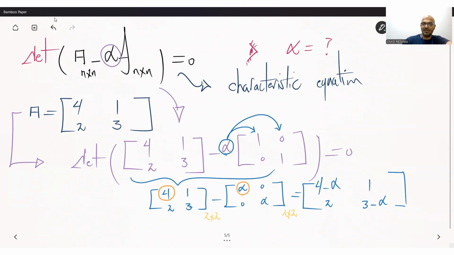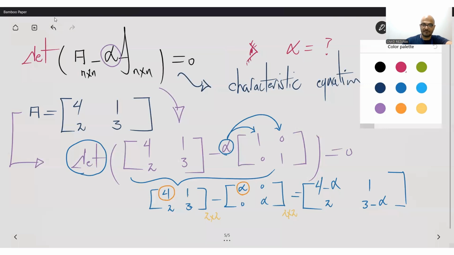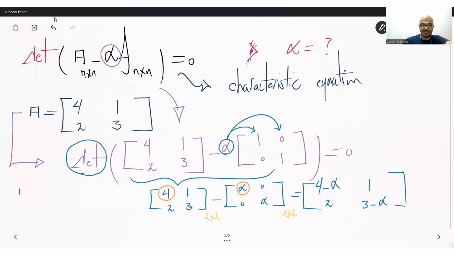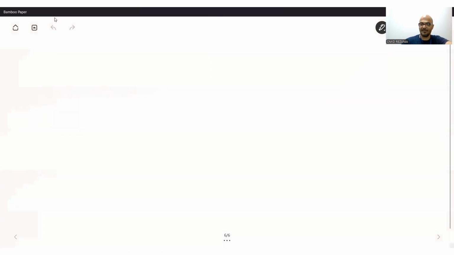Now, don't forget, I have the determinant of this. As a reminder, the determinant of a matrix A, B, C, D is just this number: AD minus BC. Now, I'm going to take this matrix. I know that I have to find the determinant of that.